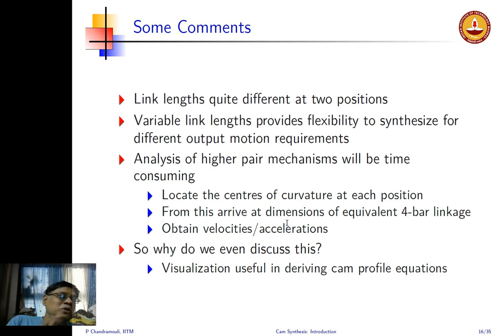But if I were to use this equivalent linkage method for higher pair mechanism analysis, it is very time consuming. I have to look at each configuration. Even if I take 10-degree intervals, I have to find the centers of curvature for each, come up with the dimensions of the equivalent 4-bar linkage, then calculate the velocities and accelerations, and do this for every 10 degrees. So this looks like a very tedious process, and it is.